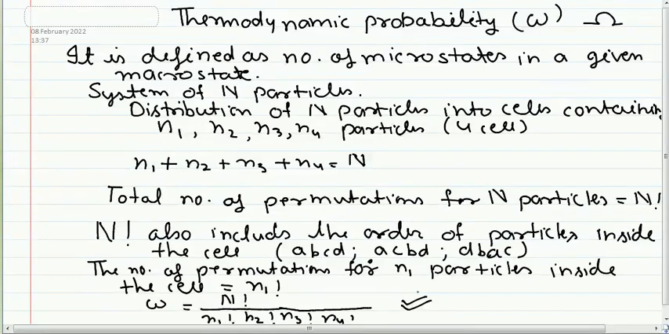Now we will take one more example of the thermodynamic probability. Now suppose we have only 4 molecules. So, example.